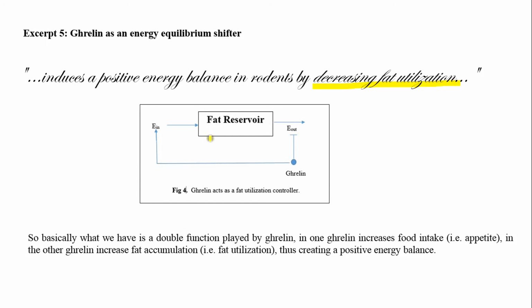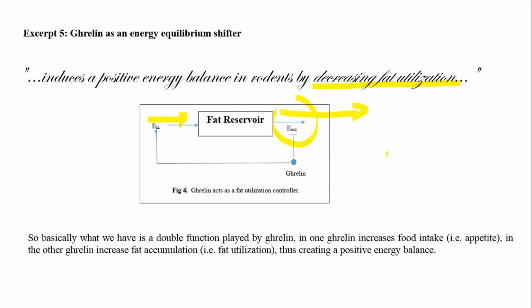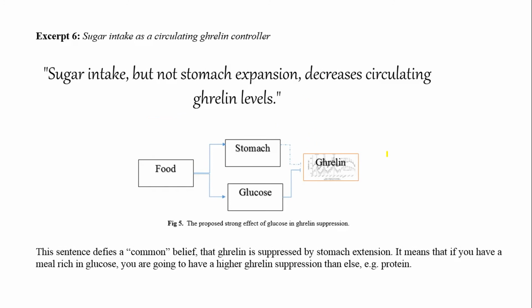So if you think of a fat reservoir, energy comes in as influx of fat, and energy comes out when we burn this fat. What ghrelin does is inhibit this output, the fat utilization, and it also increases the amount of energy in. But by the paper you can see that this inhibition is much higher than the increase in food intake.